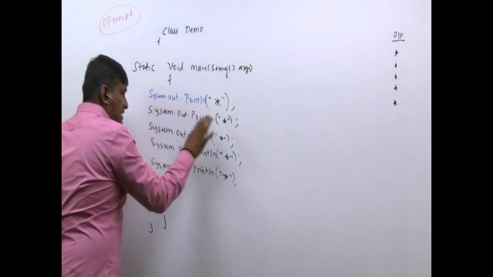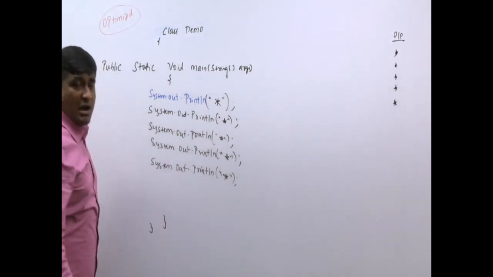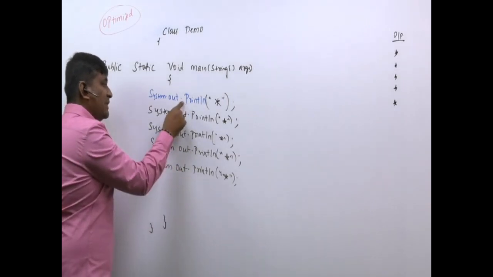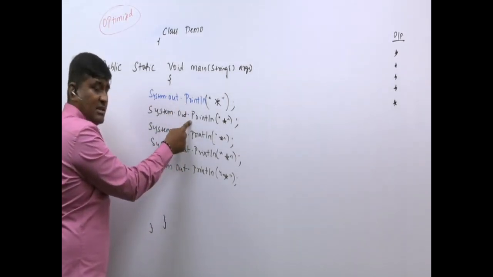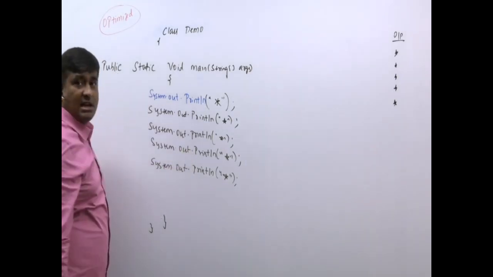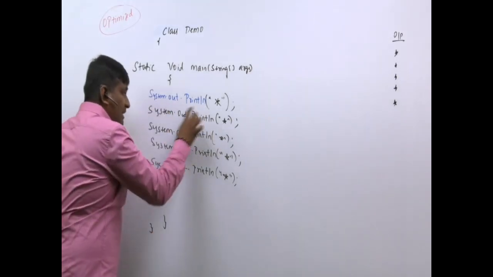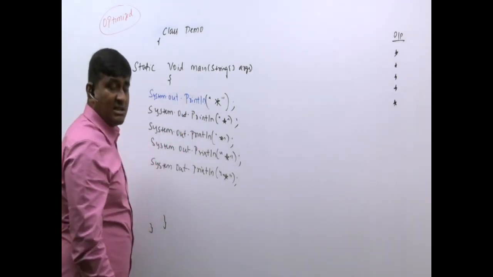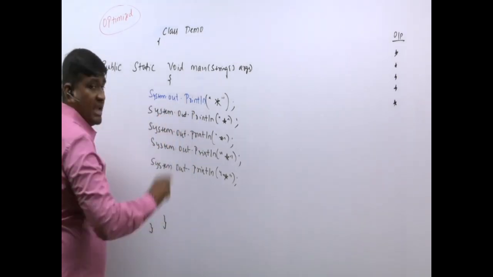Whenever the same line is repeated multiple times, or whenever the same task is repeated multiple times, see here, this line is also printing star, this line is also printing star, this line is also printing the same star. So whenever the same line or same task is repeated multiple times, don't have multiple copies.